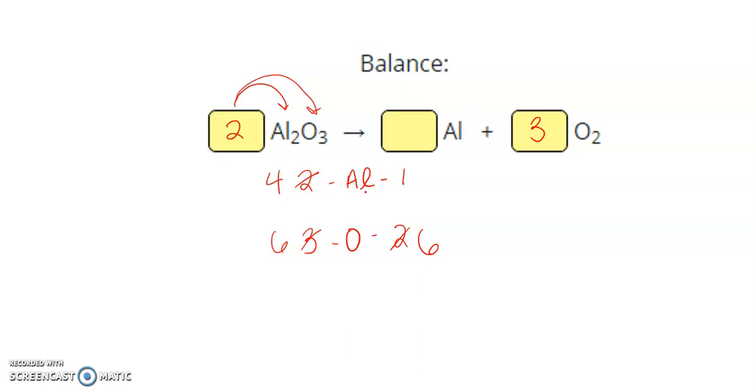Aluminum's not balanced yet. I have 4 over here, and I want 4 here. I cannot add a number down here, but I can add 1 in front. I can put a 4 right here. And now this equation is balanced because I have 4 aluminum. Note that the number of aluminum atoms and oxygen atoms does not need to be the same, but for oxygen, it does need to be the same on both sides. Aluminum does need to be the same on both sides. And that's the basics of how to balance equations.